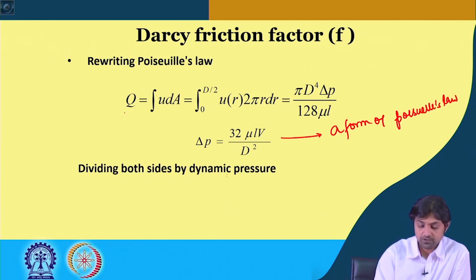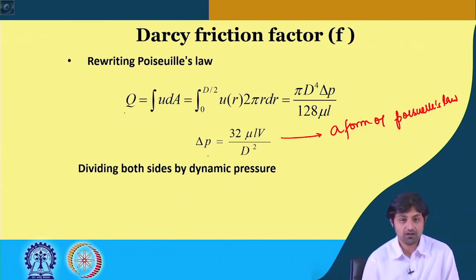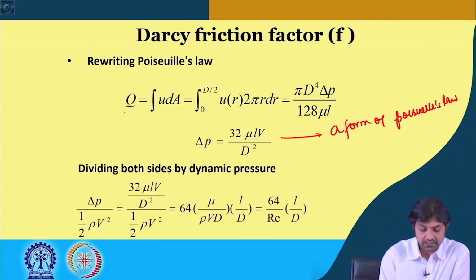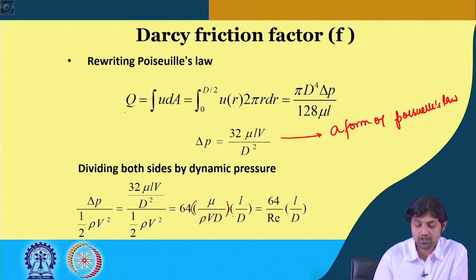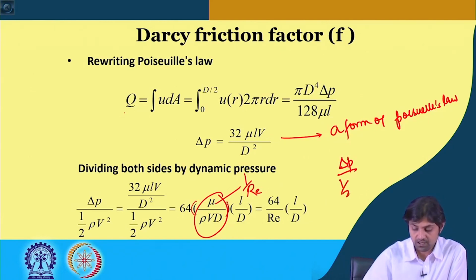This is in terms of Q and this is in terms of V, so this is also a form of Poiseuille's law. If we divide both sides by dynamic pressure, half rho V square, delta p by half rho V square will be 32 mu L V by D square divided by half rho V square. So the half goes up and becomes 64, and we can take out mu by rho V D into L by D, and rho V D by mu is Re. So basically we can write delta p by half rho V square is equal to 64 by Re into L by D.